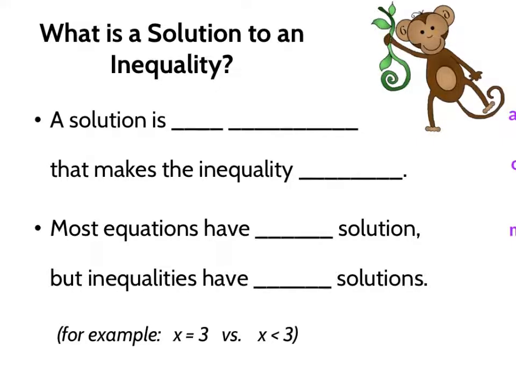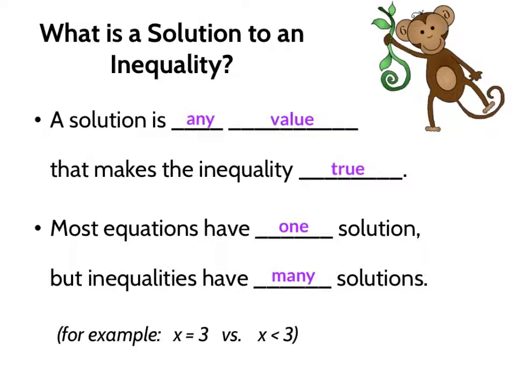A solution to an inequality is any value that makes the inequality true. Most equations have only one solution, whereas an inequality has many solutions. Our example at the bottom says x equals 3. When you're solving an equation that says x equals 3, 3 is the only possible outcome. However, when you have x is less than 3, like in an inequality, that means any value less than 3, from 2 to negative 1,000, is a solution to the inequality.